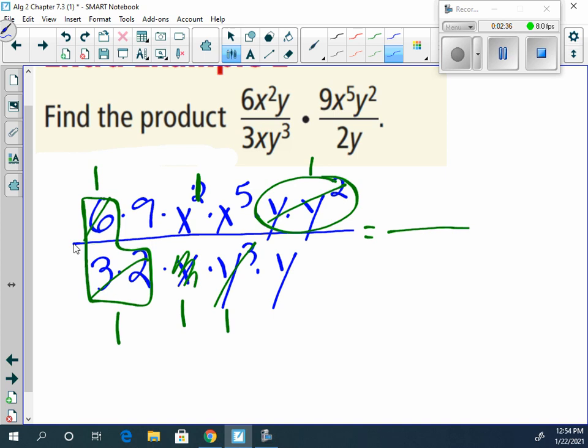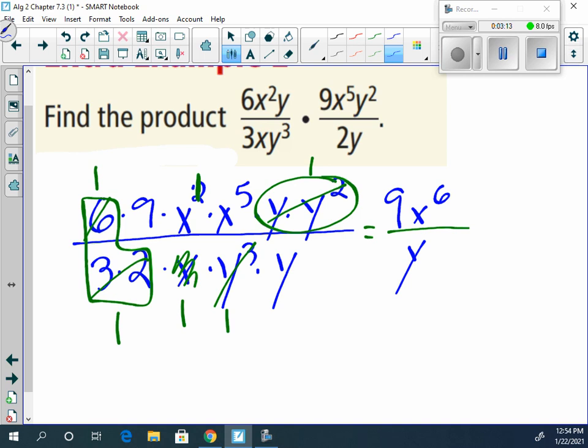So what's left on top? Well, we have 9. X to the 1st and x to the 5th gives us x to the 6. And what's the only thing left on bottom? Y. Questions on this here? So this is a little bit different way to do this because instead of trying to combine everything together and then simplifying, we're just seeing what's in common and cutting it all out. So any questions on this here?